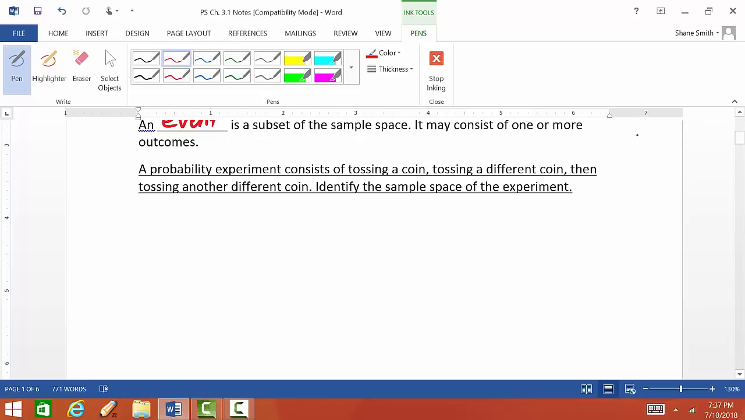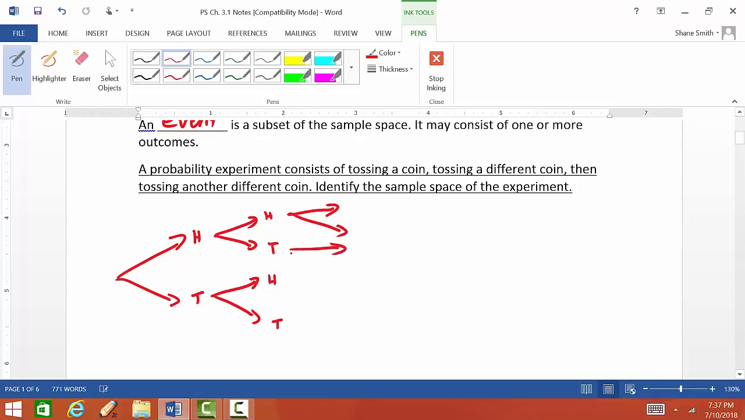So the first probability experiment in this first example is tossing a coin, tossing a different coin, and then tossing another different coin. And then we want to identify what the sample space of the experiment is. So when we toss a coin, we can get heads or tails. When we toss another coin, we can get heads or tails. And we're doing this a third time. And the tree diagram just helps us visualize what's going on in the probability experiment. Now, with tossing a coin, you may not need the tree diagram, but trust me, a tree diagram is very helpful, especially later on.